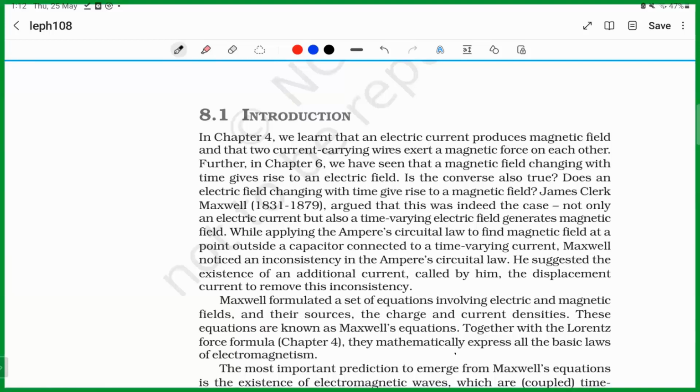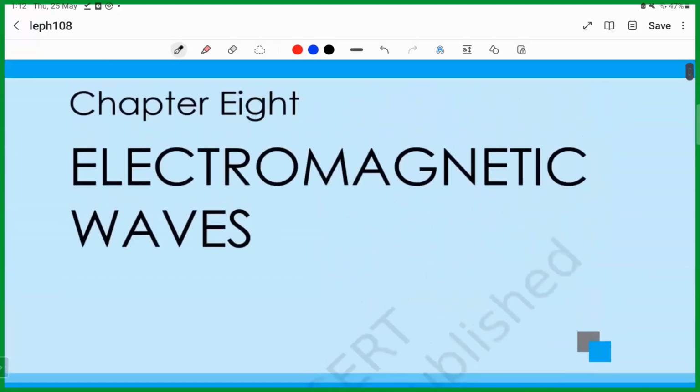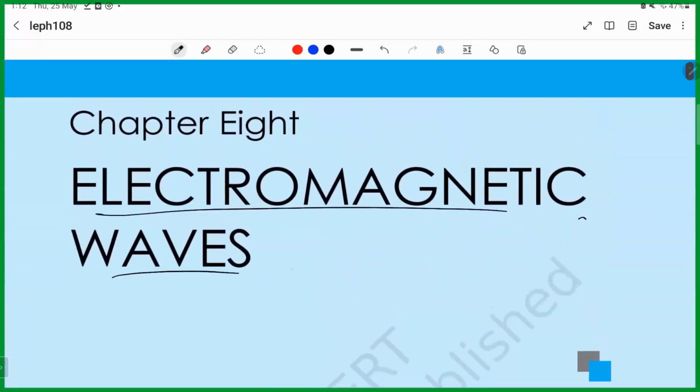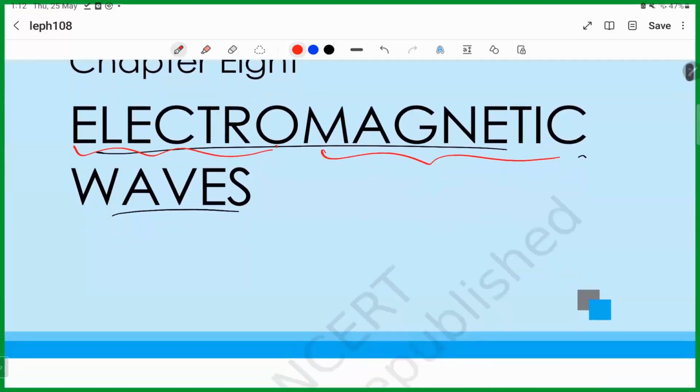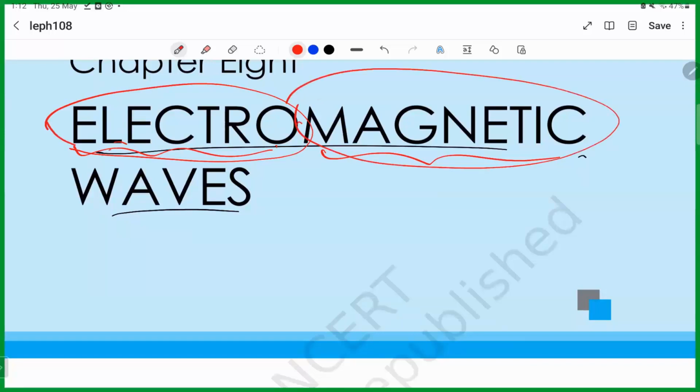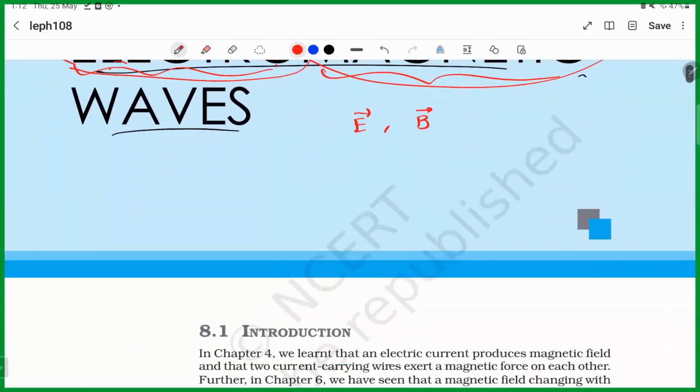So today I am going to explain the chapter Electromagnetic waves. First, a brief introduction. What are electromagnetic waves? We see that there are two words, electro and magnetic, so that's self-explanatory. Basically, these are waves which are made up of both an electric field as well as a magnetic field. So these waves consist of an electric field vector as well as a magnetic field vector.